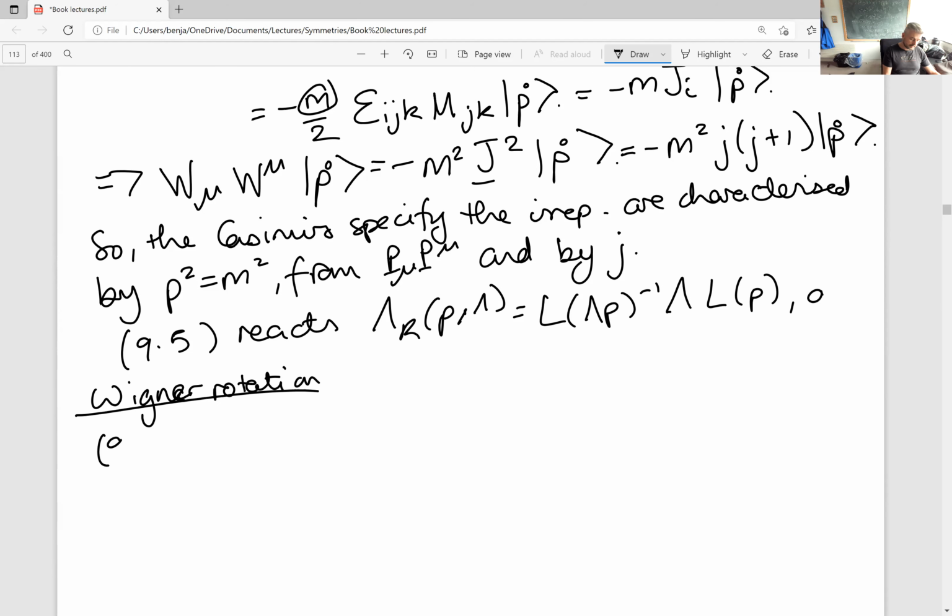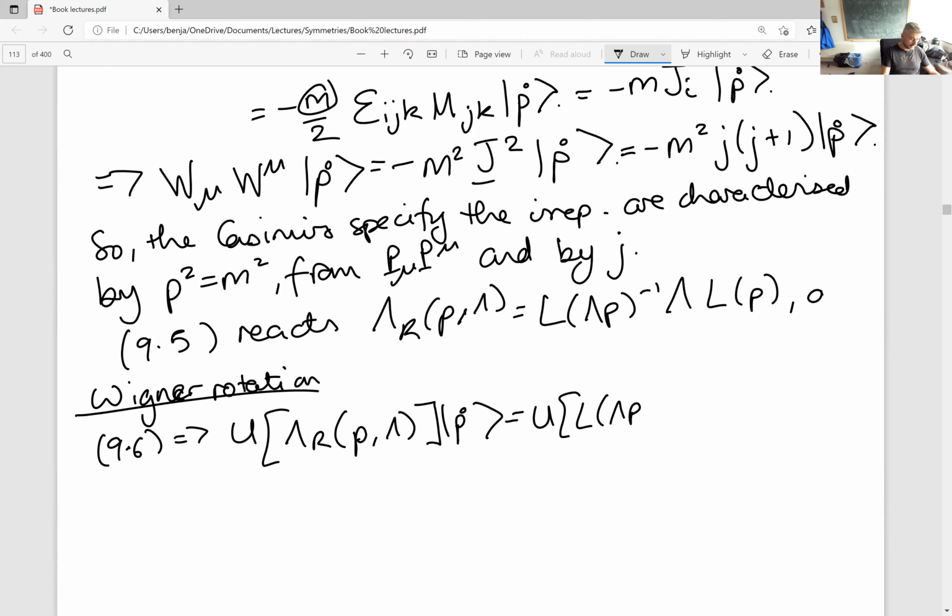And 9.6 implies that the unitary operator corresponding to this Wigner rotation, acting on p dot, gives us u of L of lambda p to the minus 1, u of lambda acting on p. And this is 9.7.